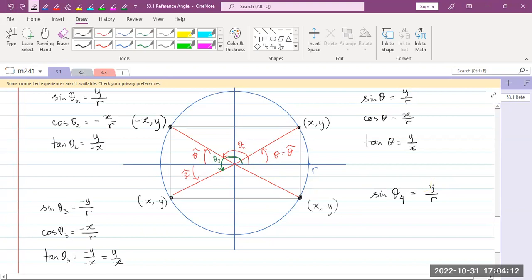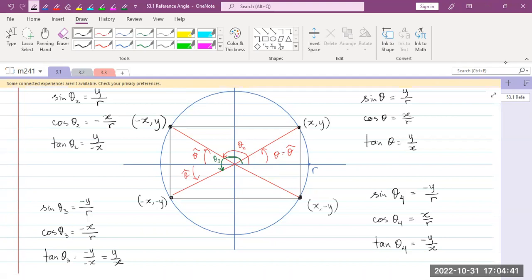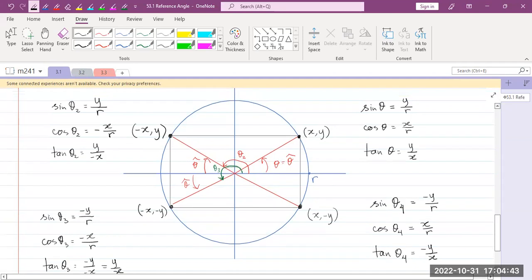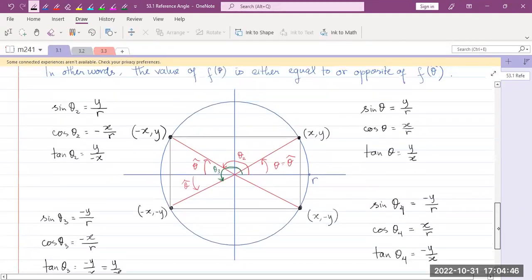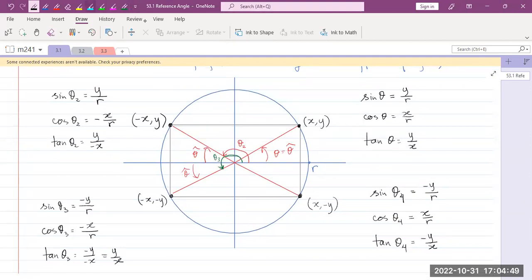Cosine of an angle in quadrant 4 is x over r, which is exactly the same value as the cosine of the reference angle. So cosine is positive in quadrant 4. Tangent of theta 4 is negative y over x, which is the opposite of the tangent in quadrant 1. Now I hope this explains the reference angle theorem.